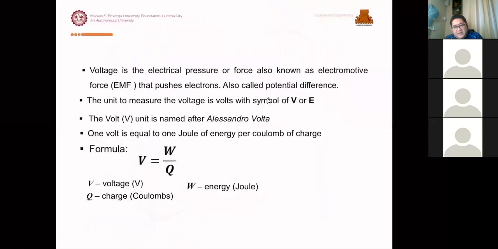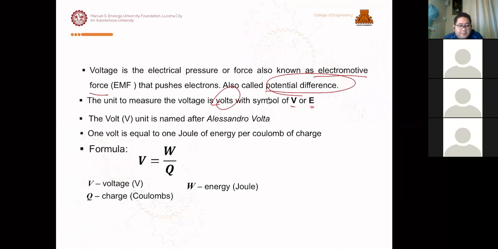Then, ito yung ibang other facts about volts or voltage. So, voltage is the electrical pressure or force na tinatawag din natin electromotive force, okay, or EMF. Sometimes, tinatawag din siyang potential difference. Okay? Then, the unit of measured voltage is volts. Okay? Na sometimes, ang ginagamit na symbol is V or E, no? Especially kapag circuits na yung pag-uusapan, usually E yung value. Especially sa mga battery, yung source, yung voltage natin ay E ang value.